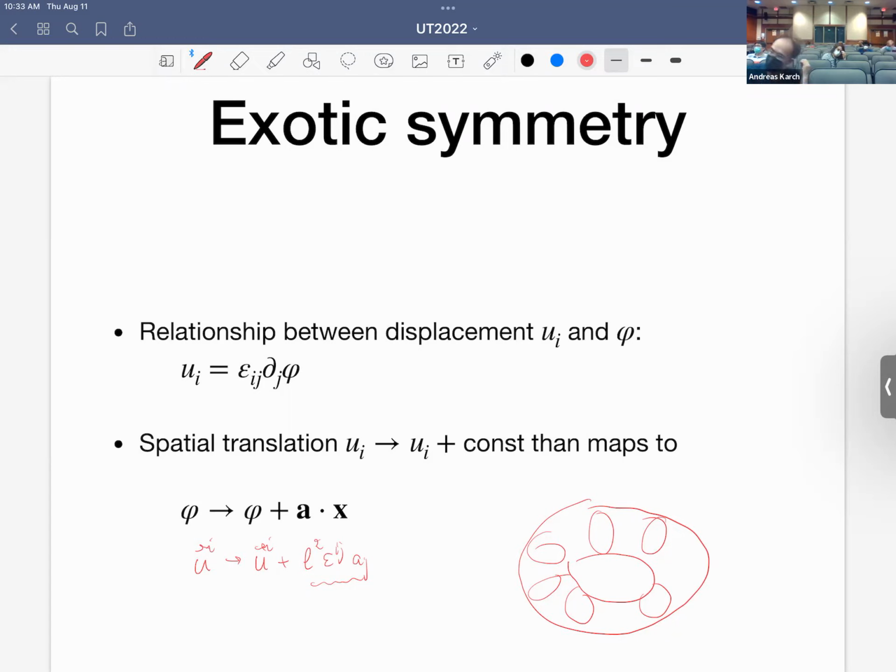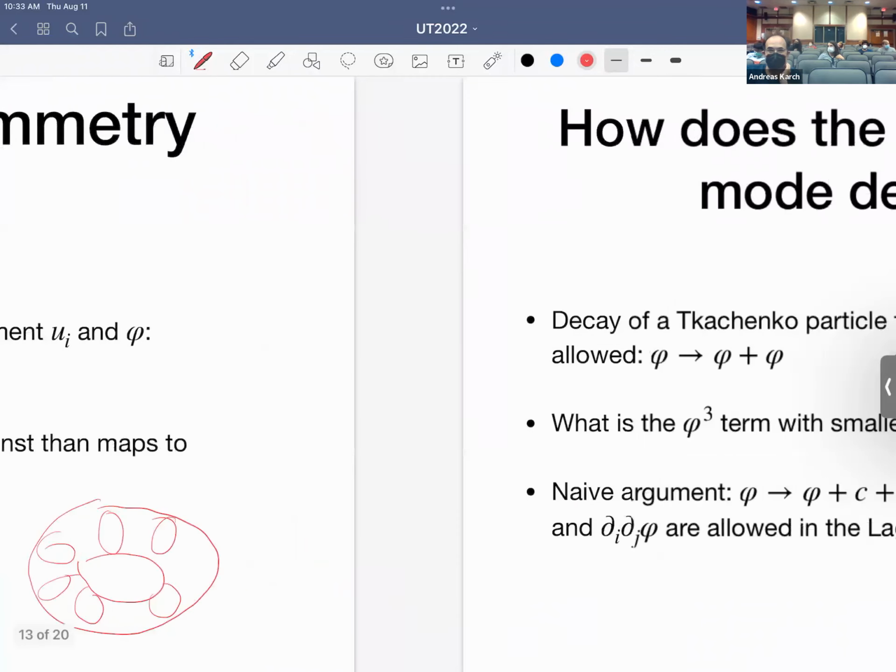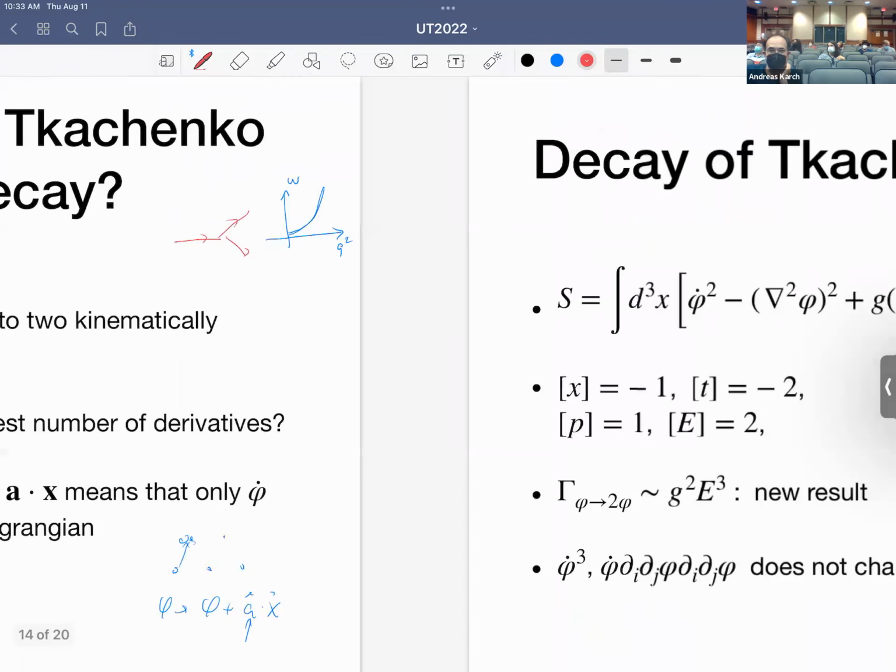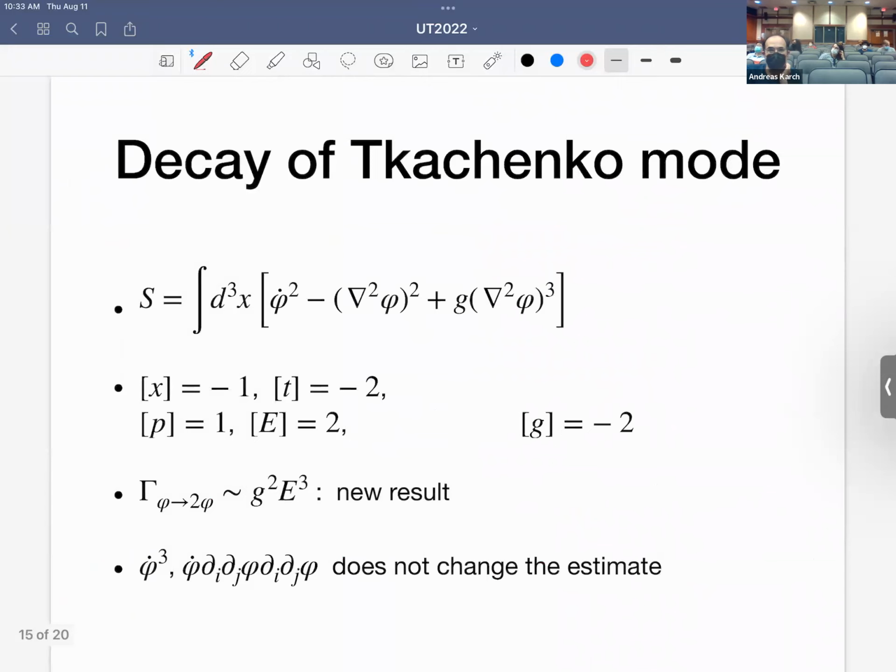I think there is this question, and there is also another question that I can mention at the last minute, 5 minutes or so. Okay, so if we follow this argument, then the term that we can write that contains phi cube, the third power of phi.